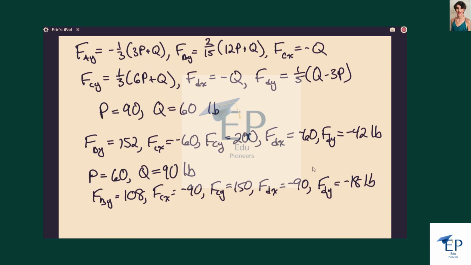And then I did it for the other case where P is 60 and Q is 90 pounds. And in that case, B now becomes 108. CX becomes minus 90. CY becomes 150. DX becomes minus 90, and DY becomes minus 18. And again, none of the signs change, as probably we'd expect.